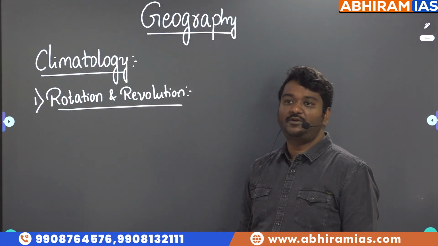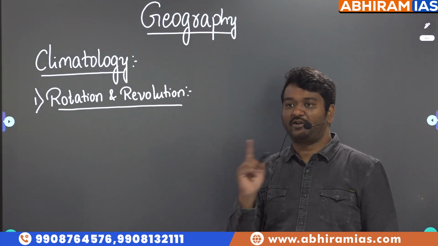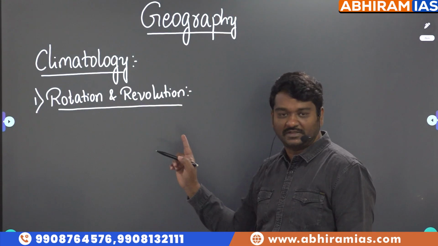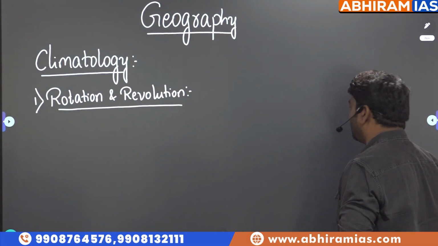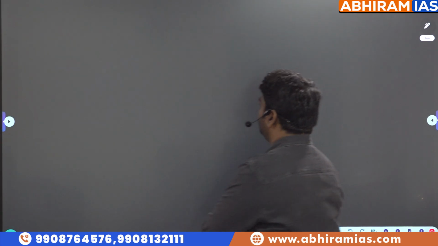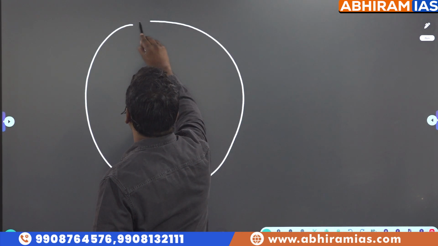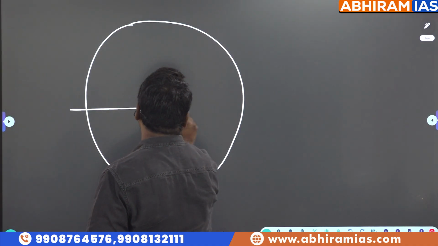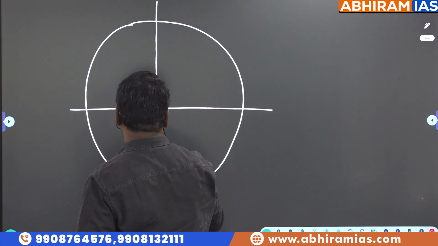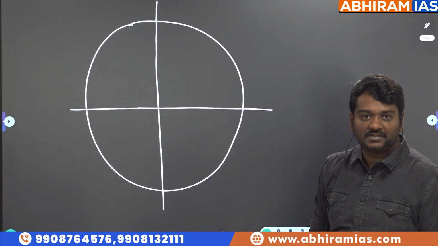So here I'll try to tell everything with respect to rotation and revolution, not just where it revolves. How temperature is affected, where rainfall is affected, all those we'll see. Now first, the first aspect is: Earth is not straight, but Earth is tilted.